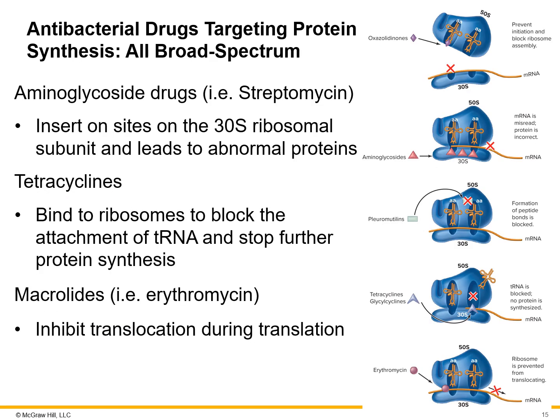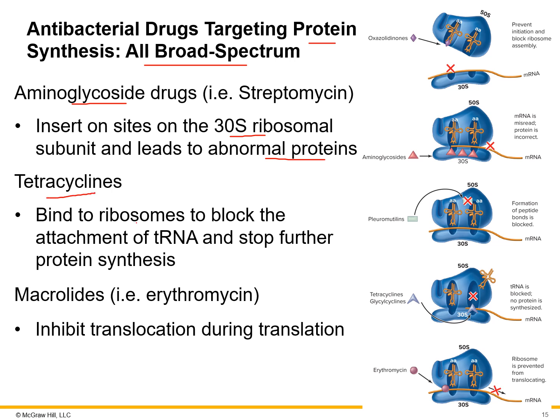Now, our biggest category here alters protein synthesis. Again, all of these are broad spectrum because all bacteria have ribosomes, so they're able to target kind of any bacterial infection. So just some of the categories. Aminoglycosides like streptomycin are inserted in the small ribosomal subunit, and it causes abnormal proteins to be formed, so they don't function right, so the cell can't use them.